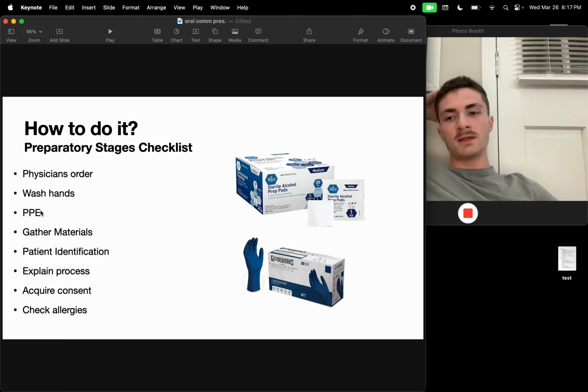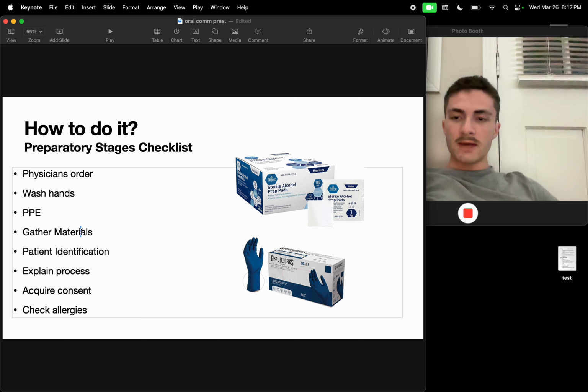Personal protective equipment can include just simply gloves, or it can include a mask, it can include two masks, it can include all kinds of things. You want to gather your materials, and we'll talk about that in another slide. You want to identify the patient. I'm also going to talk about that in another slide.